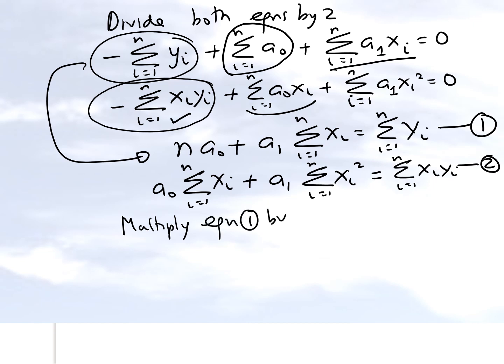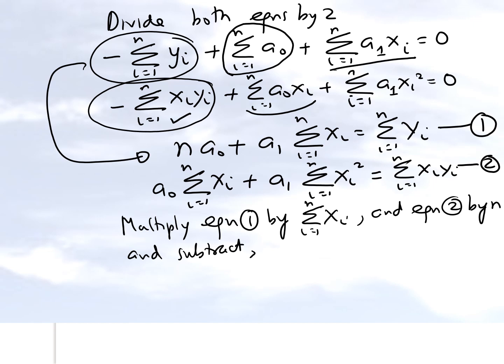I'm not going to go through the algebra, but basically what I will do is I'll multiply equation 1 by summation of x of I, and equation 2 by n, and subtract. And why would I do that? Because that will allow me to get rid of a naught terms. So if I take equation 1 multiplied by the summation of x of I, and the second equation multiplied by n, the a naught terms will turn out to be the same. So I'm going to subtract the 2. When I subtract the 2, this is what I'm going to get.